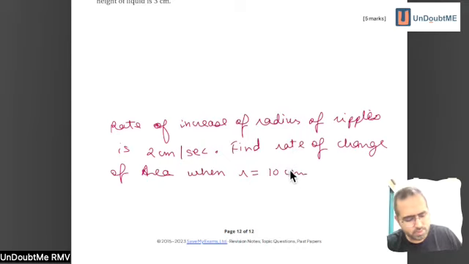This is a similar question reframed in a different example. I have not written the whole question, but you should be clear with the situation. When we throw the stone, ripples are created and the radius increases. That rate of increase of radius is 2 centimeter per second. We need to find the rate of change of area when R is 10. Everyone, give it a try.